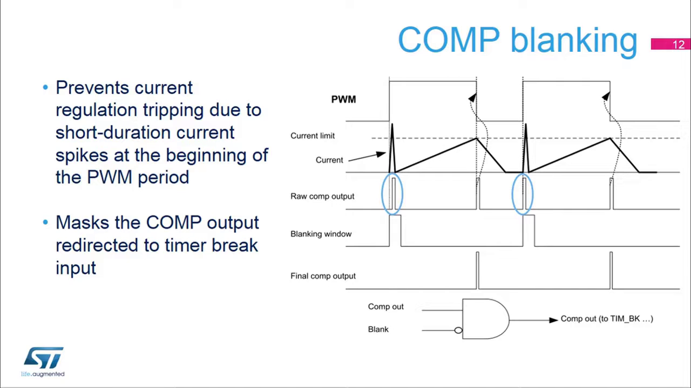Short current spikes caused by activating the power switches can produce false pulses on the comparator output, marked by the blue color on the diagram. These pulses need to be masked by a blanking window to avoid false fault detection. The blanking window waveform can be generated by one of the timer output channels.